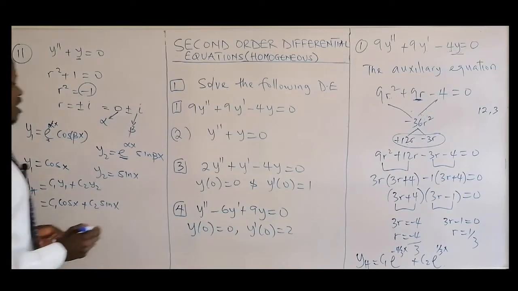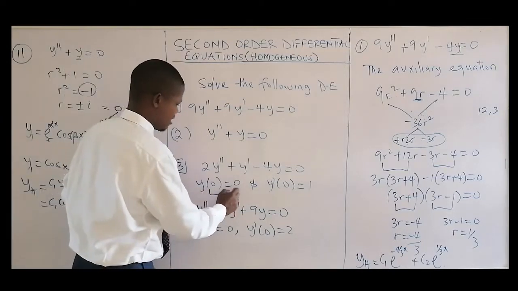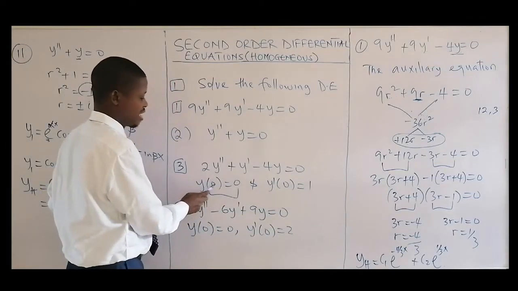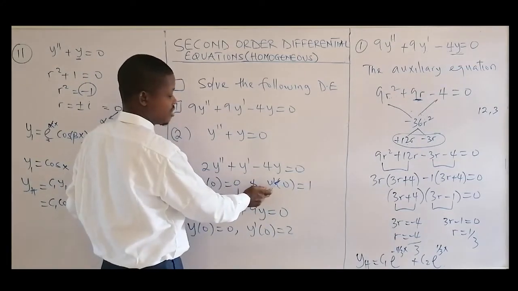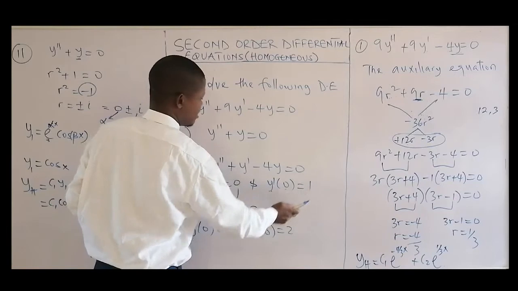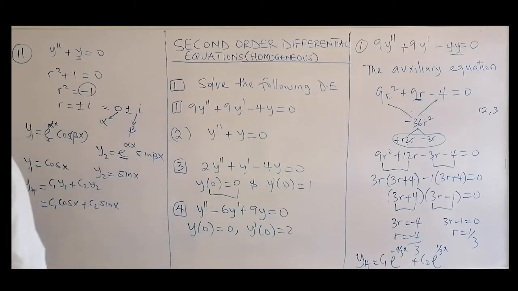Then we go to question 3. Question 3 has some initial value conditions. When x is 0, y is 0. For the first differential, when x is 0, y is 1. So we look at that.